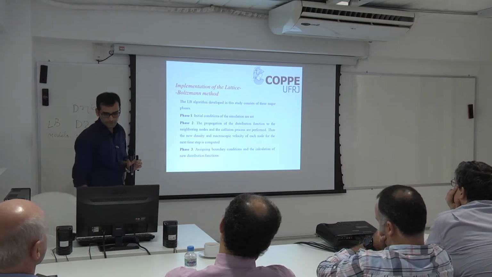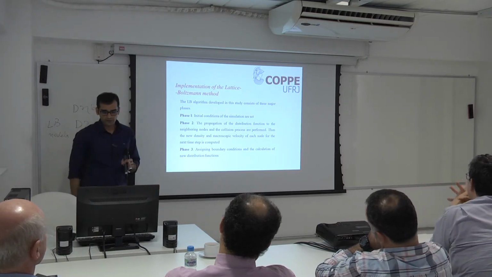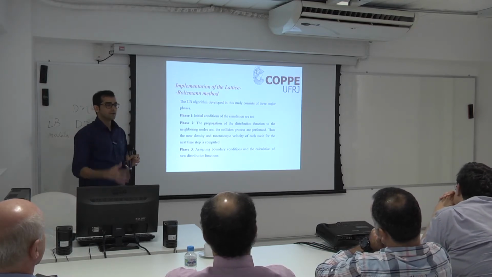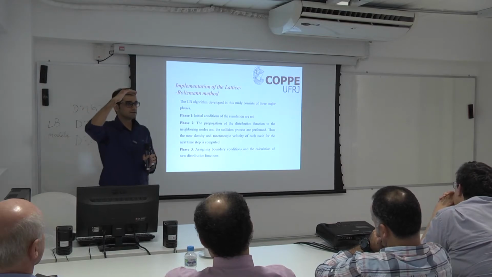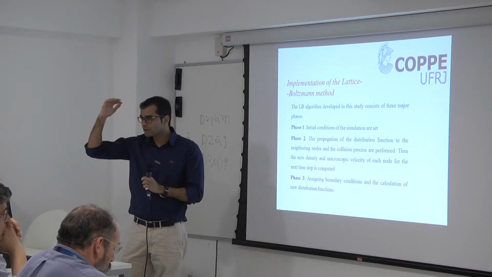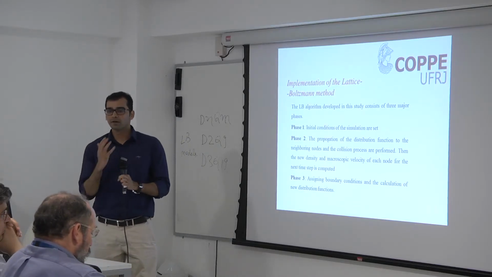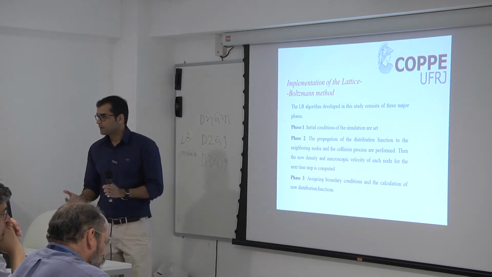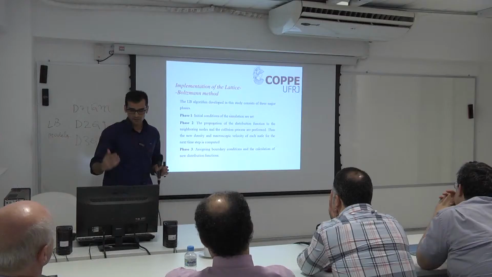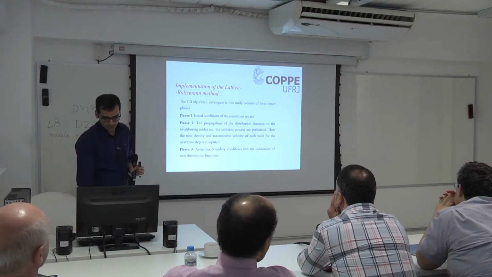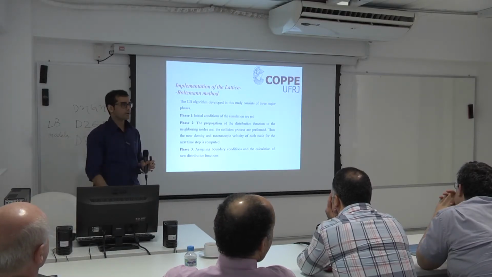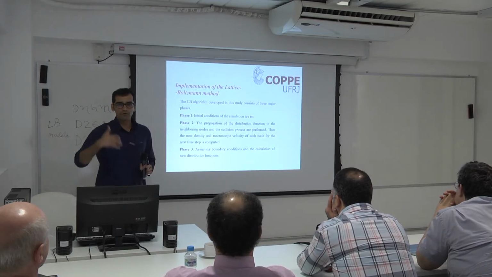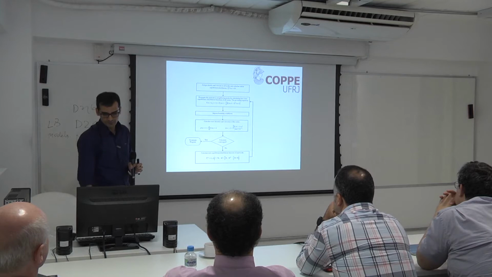Now phase 2: the propagation of the distribution function to the neighboring nodes and the collision process are performed. So first we define the distribution function, then we start the propagation, because we have to propagate with something. And what we propagate with is the distribution function. Then phase 3 is simply assigning boundary conditions and the calculation of the new distribution functions, and that's how we proceed in these simulations. This is the flow chart.